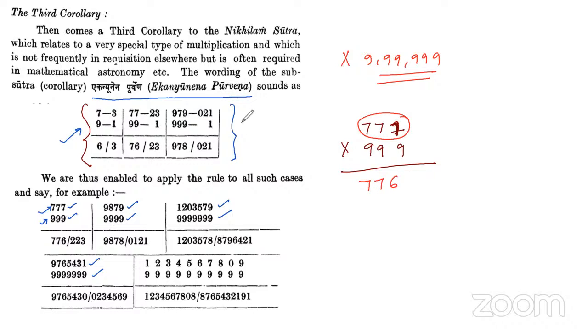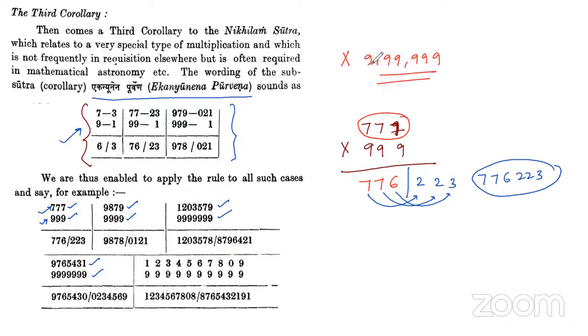That is the reason Swamiji uses Eka Nunena Purvena. After that, you just write the complements of 776 from 9. From 9, it will be 2, that means the sum is 9. You can see here also it is 2, the sum is 9. Here the sum is 9. Then it becomes 3 only. So 776223 will be our final answer.